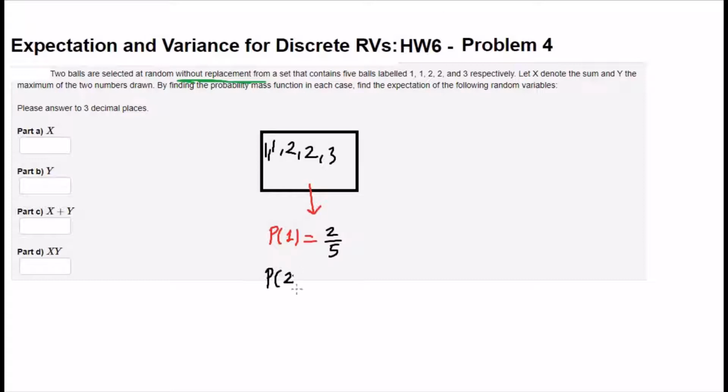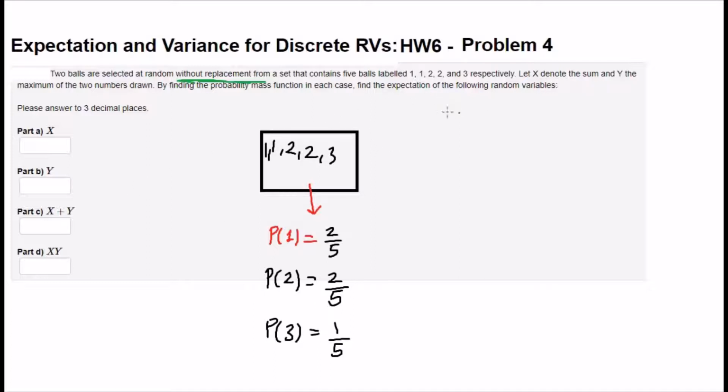Probability of picking 2 is again 2/5 because we have two balls out of 5. If we pick another ball 2, it's going to be 1/4. And probability of picking 3 is 1/5 at the first coordinate. At the second coordinate, probability of picking 3 is 0 because we have only 1, 3. So we're going to use this information.